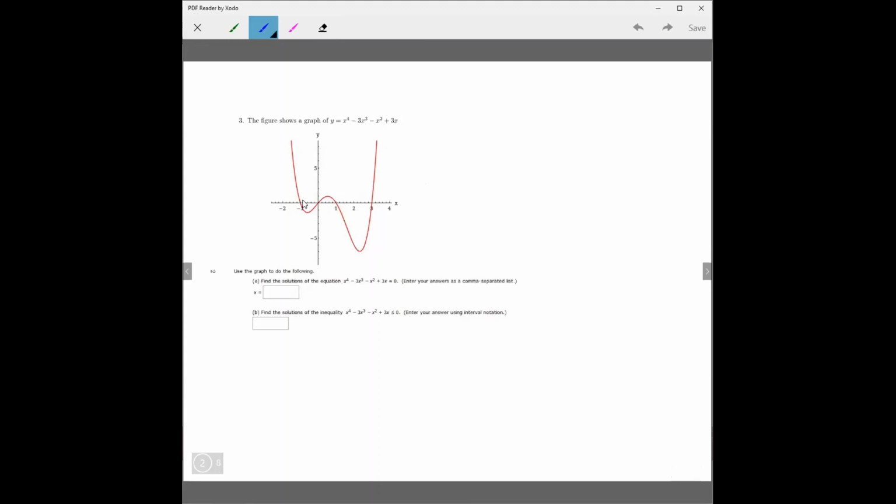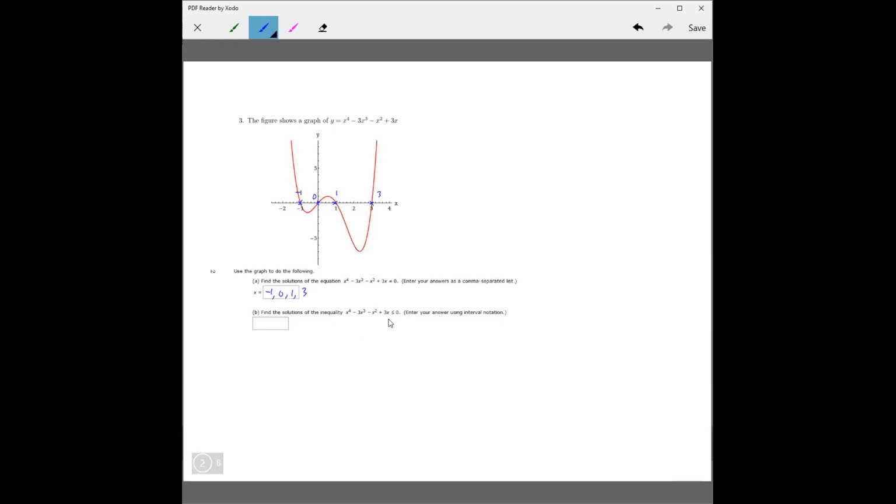Okay, so where it's equal to 0, those are going to be the x-intercepts. Okay, so we have one at -1, we have 0, we have 1, and we have 3. Okay, so those are the answers. So that's -1, 0, 1, and 3. Wait, I'm sorry, that's -1 right there. Okay, so those are going to be the answers to the first part.